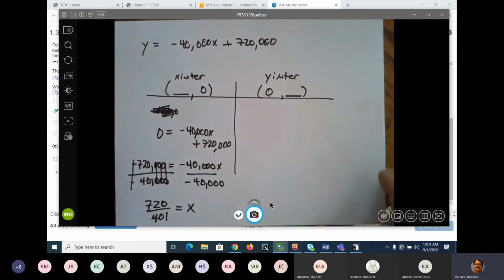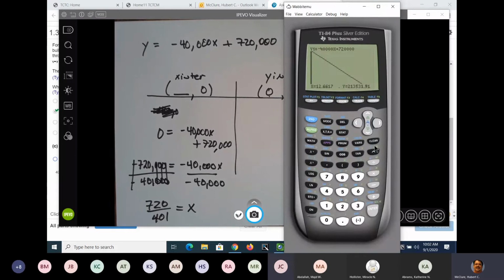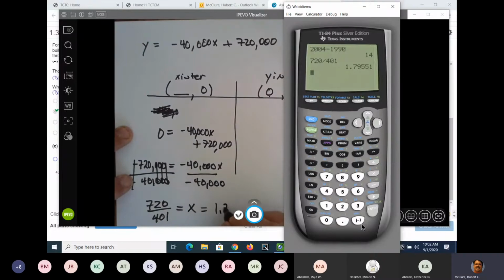So somebody tell me how many years that's going to be when we hit the x-intercept. Somebody give me a decimal, or I'll do it. That's okay, because y'all won't tell me. Y'all just sit there. So here we go. 7955. Thank you. I appreciate the interaction. I'm going to go ahead and do it so everybody will see it. 720 divided by 401.79551.